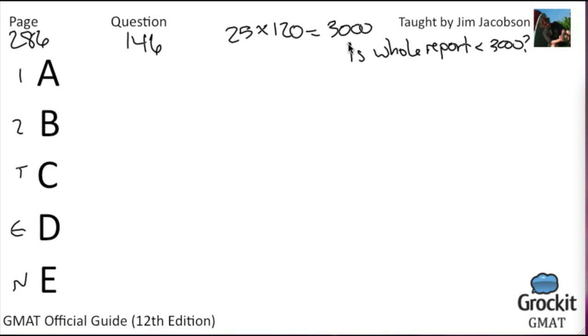But we actually have a little bit of additional information about this one. We knew that the report was 2,600 words before they added the 2-paragraph preface. So 3,000 minus the 2,600 words before they added those 2 paragraphs equals 400. So the question is really asking, is the preface less than 400 words?